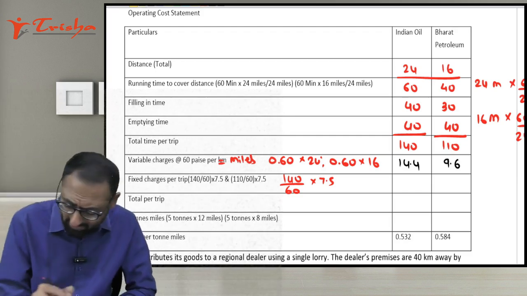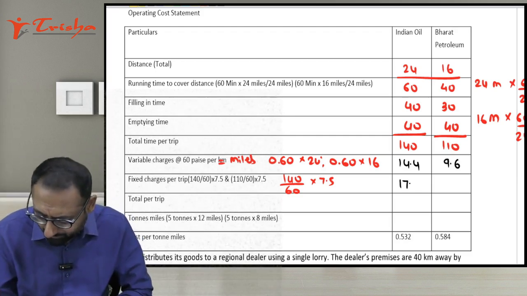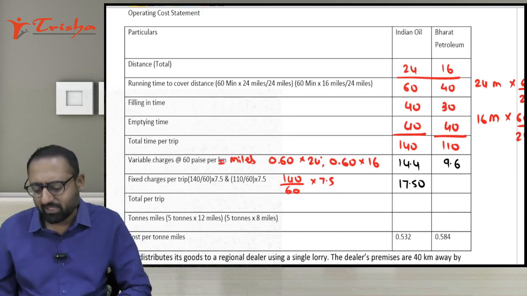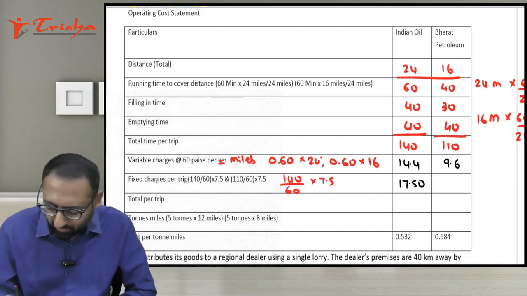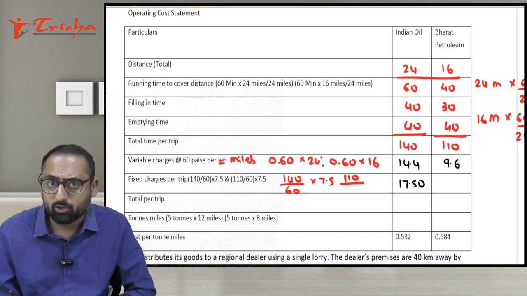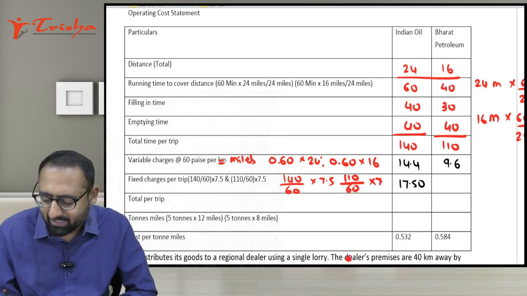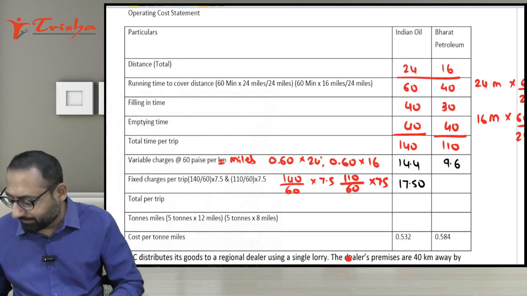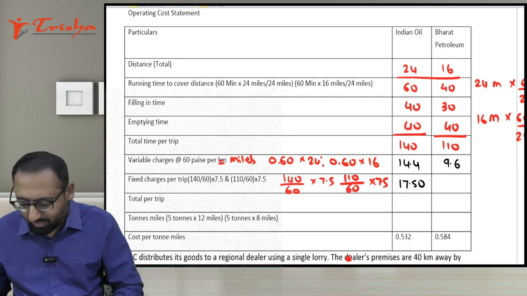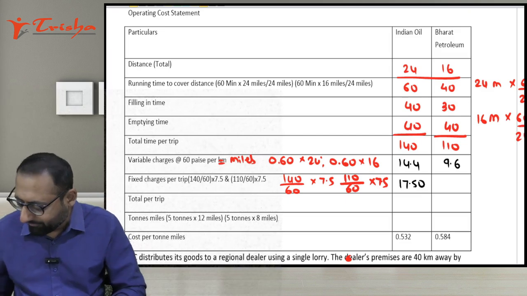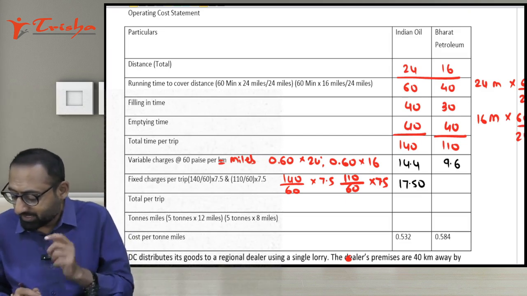So 17.5. In the second column, you can check that 110 minutes will be required to complete the operation, divided by 60, it will be converted into hours multiplied by 7.5. So quickly, 110 divided by 60 multiplied by 7.5. Your answer comes to 13.75.